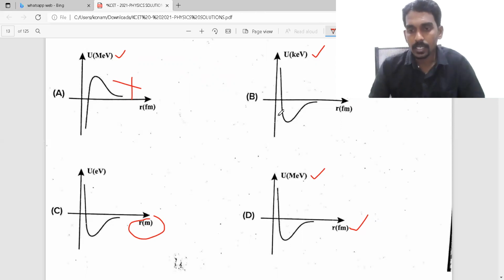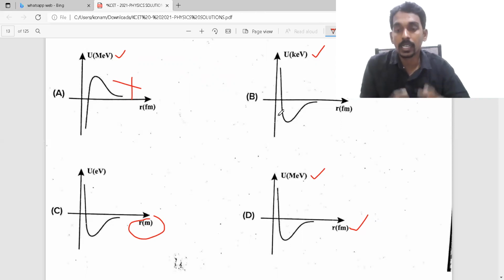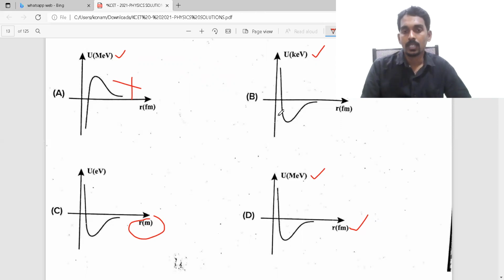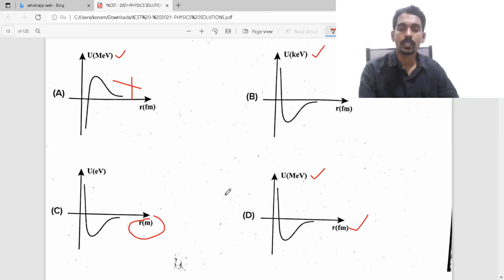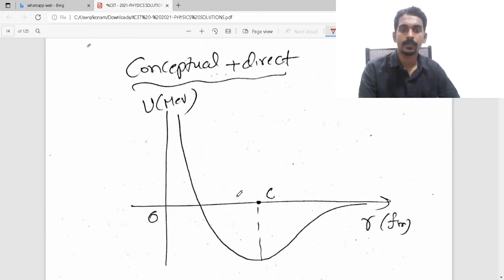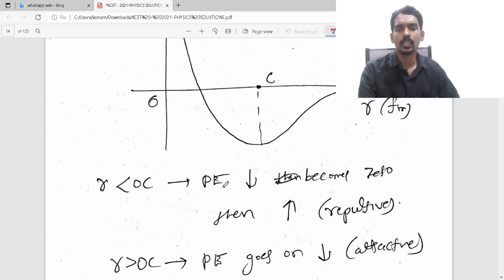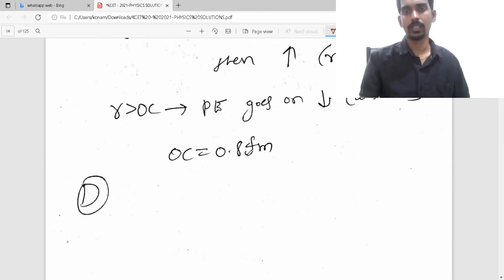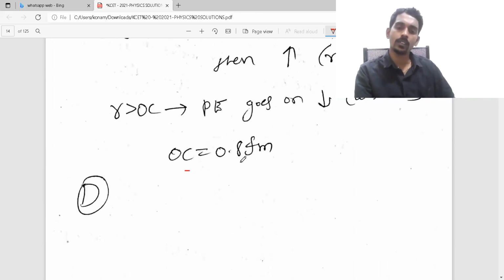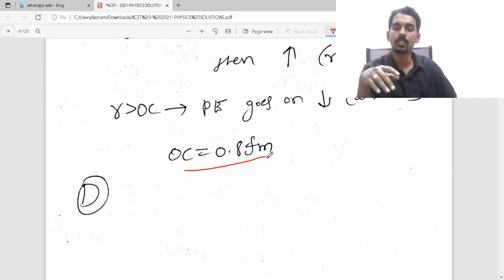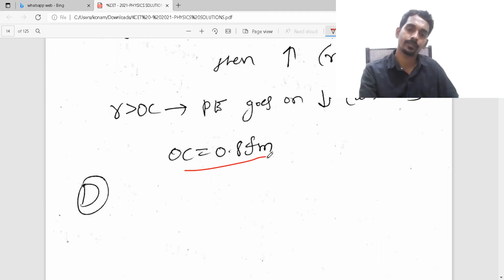Suppose you have already seen such a graph, you may tick in a hurry sometimes, but that becomes a silly mistake for you. So take care of all those things. Here, the one distance where the energy is minimum we call the equilibrium point. In the case of the nucleus, it is 0.8 Fermi meter. So just try to remember that for greater distances, the forces become attractive, and for lesser distances, the forces become repulsive.